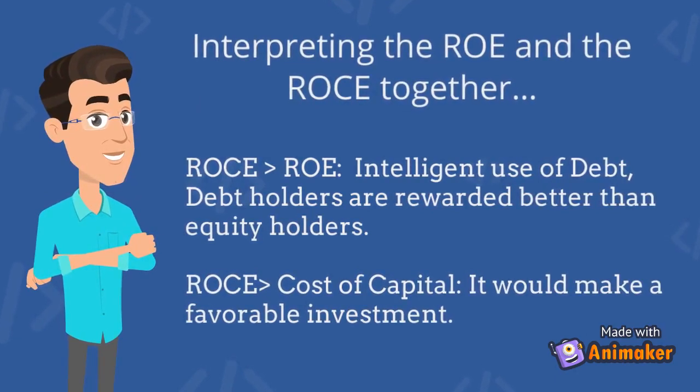ROE considers profits generated on shareholders' equity, but ROCE is the primary measure of how efficiently a company utilizes all available capital to generate additional profits. So it can be more closely analyzed with return on equity by substituting net income with EBIT, which is earnings before interest and taxes, in the calculation of return on capital employed, ROCE.